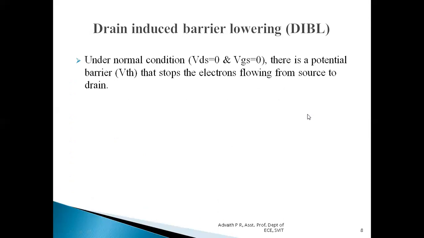Under normal condition, when the drain to source voltage is equal to 0 and the gate to source voltage is also equal to 0, there is a potential barrier called threshold voltage which stops the electrons going from source to drain. That means when we are not giving any voltage between the gate and source, and we are not giving any voltage between drain and source regions, we have a potential barrier called threshold voltage, which stops the flow of electrons between the source and the drain regions of a MOSFET.